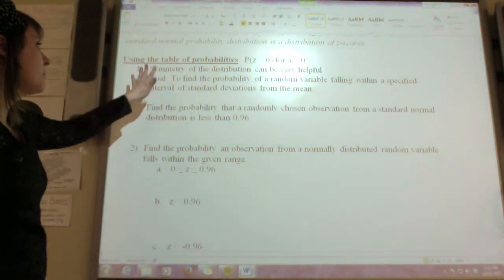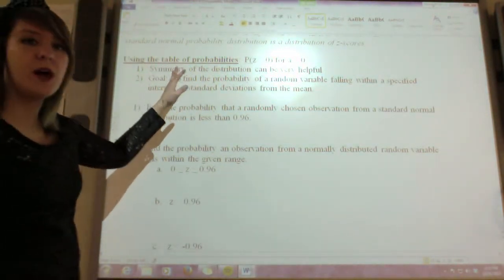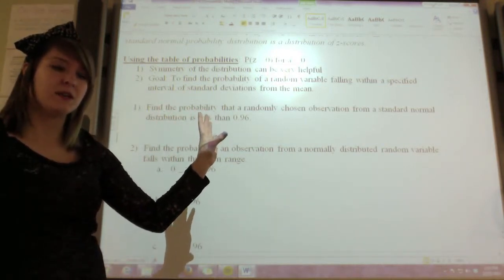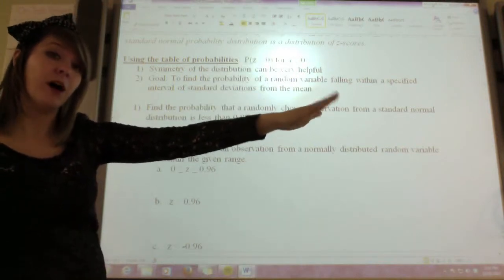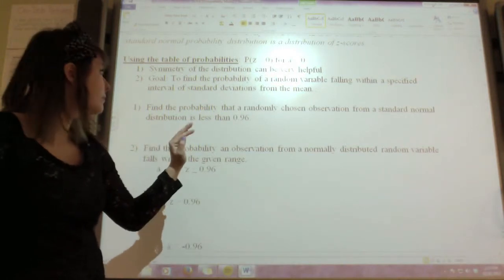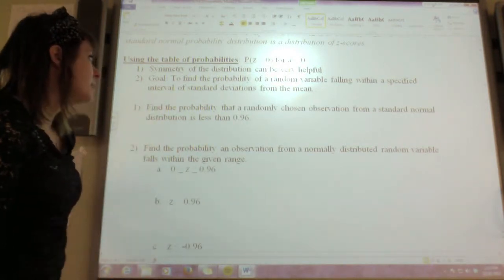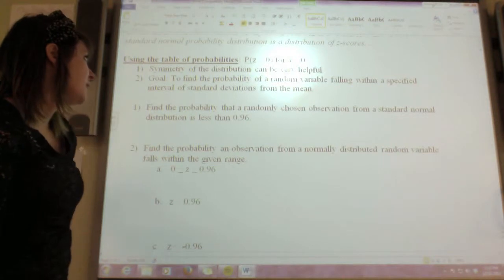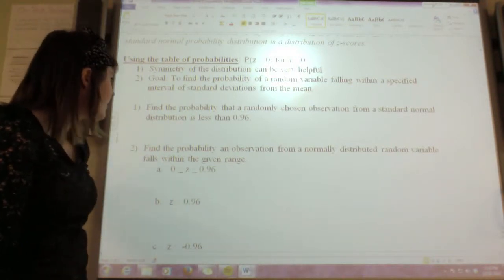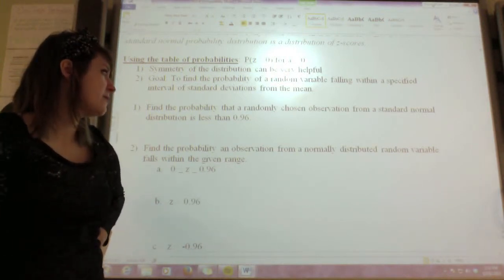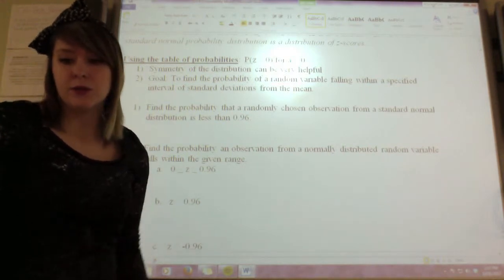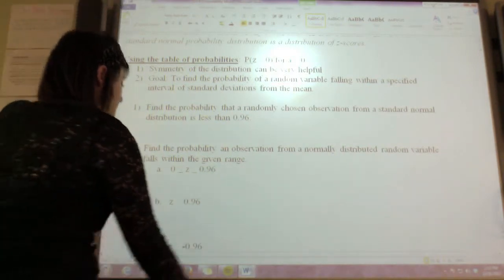So using your table, remember that symmetry of the distribution can be really helpful. If you want to find something that's above your a value, well, that's just the complement of whatever's below your a value. The goal is to find the probability of a random variable falling within a specified interval of standard deviations from the mean. So number 1, find the probability that a randomly chosen observation from a standard normal distribution is less than 0.96. So we're looking for something being less than 0.96.